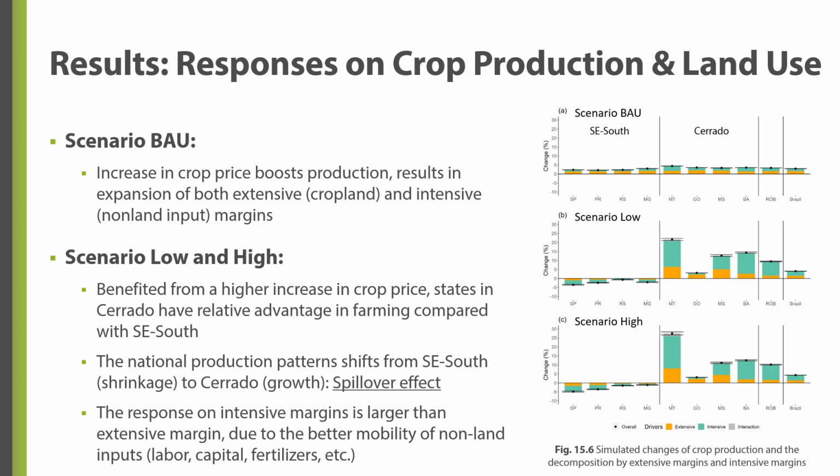As a result, the crop production, cropland, and non-land inputs use increase much more in the Cerrado biome, while decreasing in the Southeast South region, due to the market-mediated spillover effect. Results also show that the response at the intensive margin is higher than the extensive margin, because non-land inputs have better mobility across regions.